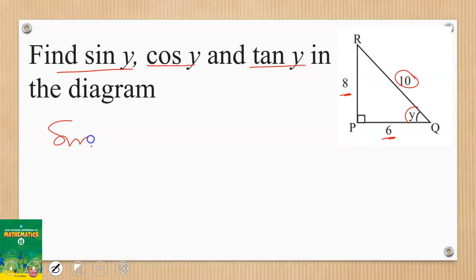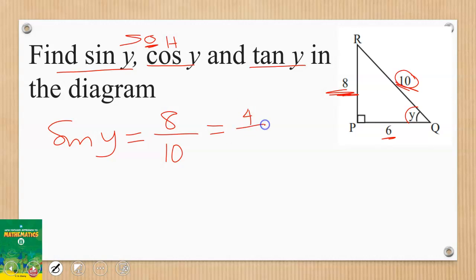Now for sine y, remember we said sine goes as SOH. Sine y will be equal to the opposite side of the angle, which is now 8, divided by the hypotenuse side, which is 10. This can be reduced to the lowest form as 2 divides the 8 as 4 and 2 divides this one as 5. So the answer becomes 4/5.